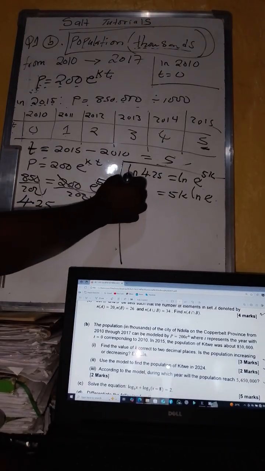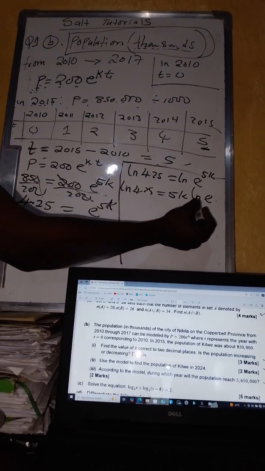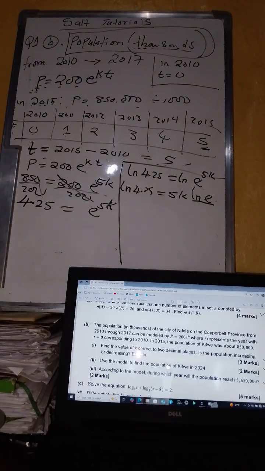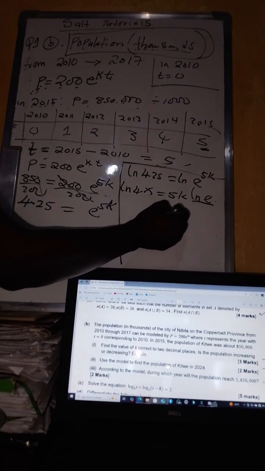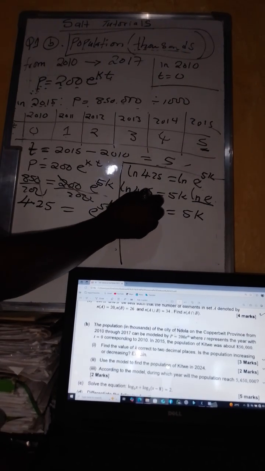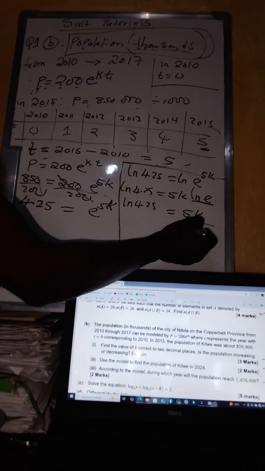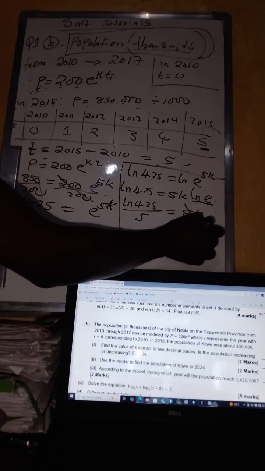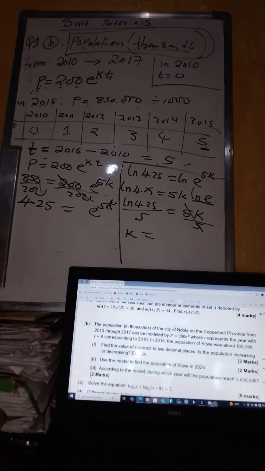We still have the natural log of 4.25 on this side. Now, what is the natural log of e? The ln of e is basically 1. So 1 times 5K will still remain 5K. This side will still remain the natural log of 4.25. We want to find the value of K, so we divide both sides by 5, so that K is now equal to natural log of 4.25 divided by 5.